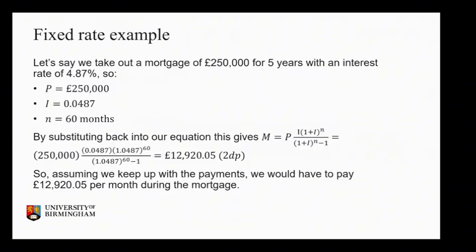For example, let's say we could take out a mortgage of £250,000 for only 5 years, with an interest rate of 4.87%. Given the values below, by substituting these back into our equation, this gives a monthly repayment of £12,920 and 5 pence, assuming you keep up with payments.